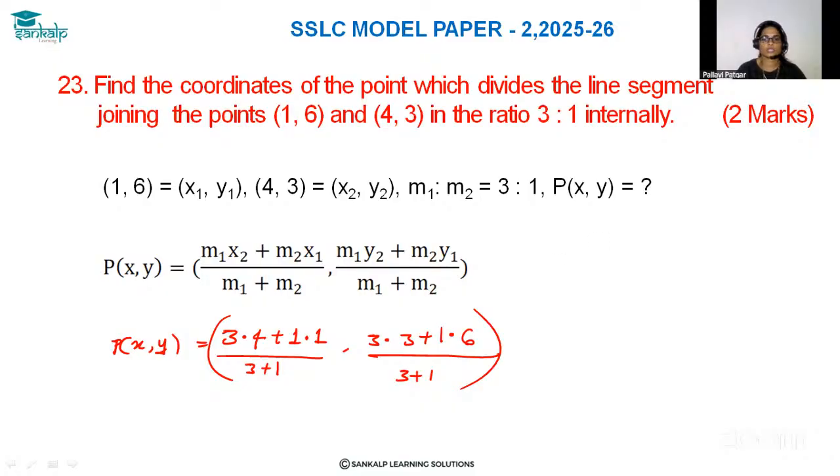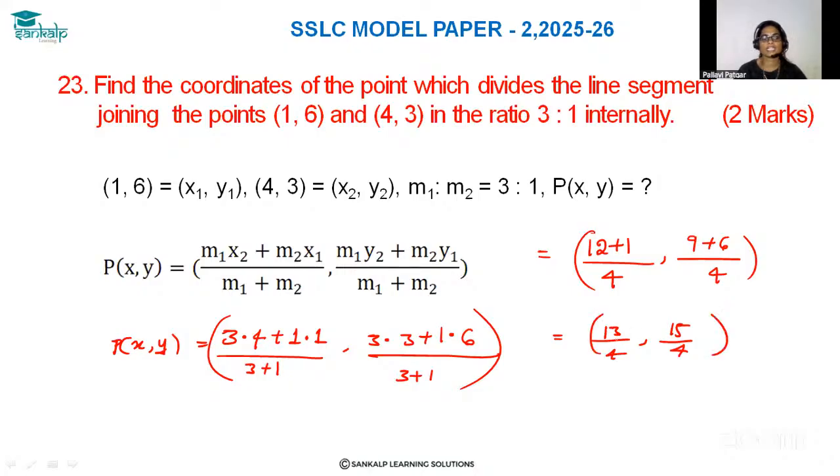So this is equal to 4 3s are 12 plus 1 divided by 4, and 3 3s are 9 plus 6 divided by 4. So this is equal to 12 plus 1 is 13 divided by 4, comma, 6 plus 9 is 15 divided by 4. Okay. So the coordinates of the point are 13 divided by 4, comma, 15 divided by 4. Thank you.